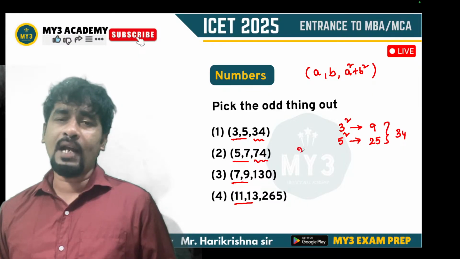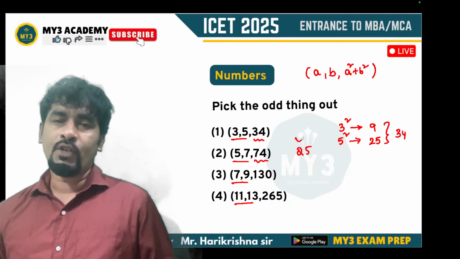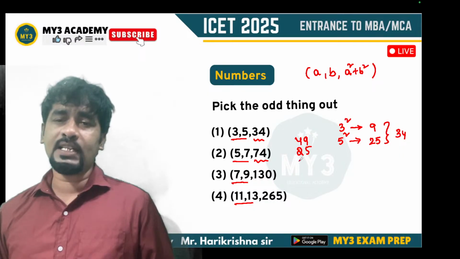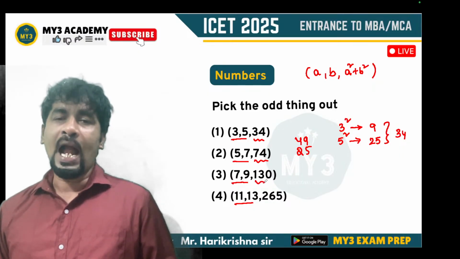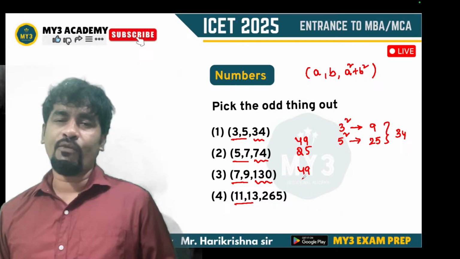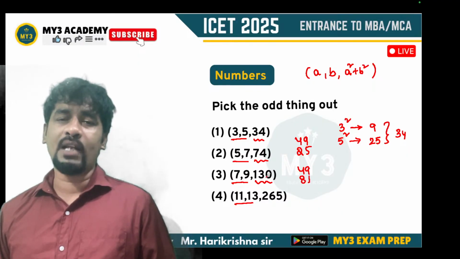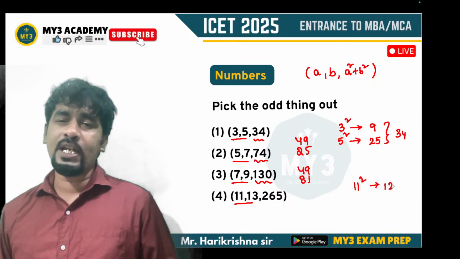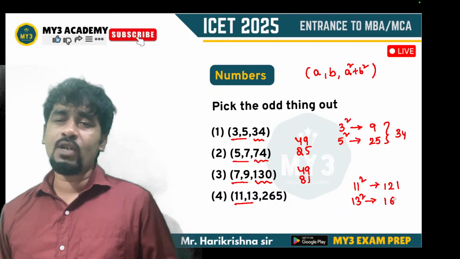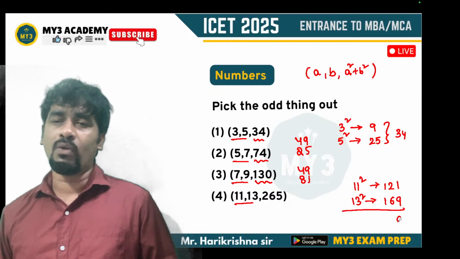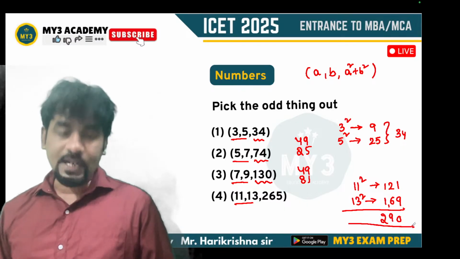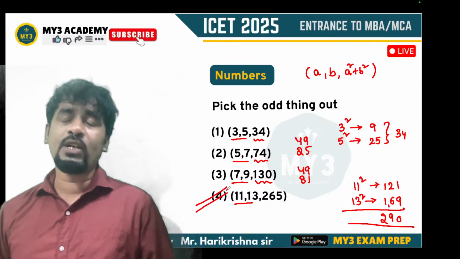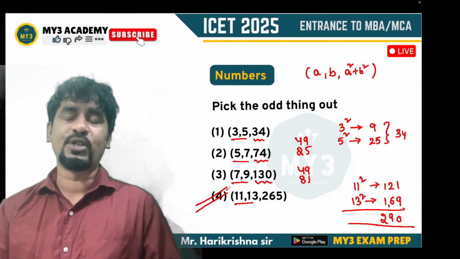Even 5 square plus 7 square: 5 square is 25, 7 square is 49. The sum of this gives a result of 74. And 7 square and 9 square, 49 plus 81, gives 130. Similarly, 11 and 13 is given, 11 square is 121, 13 square is 169. We have to check whether the sum of these numbers is equal to 265 or not. It is giving a result of 290, not 265. So definitely the wrong or different one, the odd one, is going to be option 4.